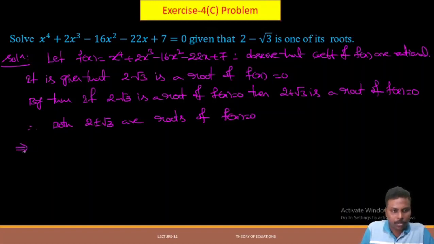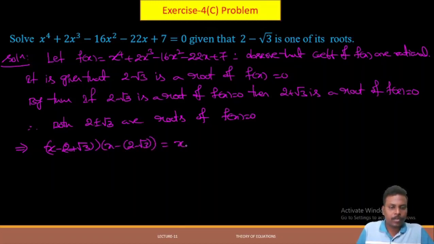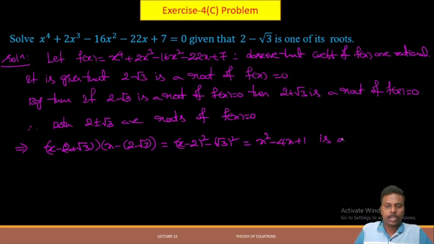So this implies x minus of 2 plus root 3 into x minus of 2 minus root 3, that is equal to x minus 2 whole square minus root 3 whole square, that is equal to x square minus 4x plus 1 is a factor of f of x is equal to 0.